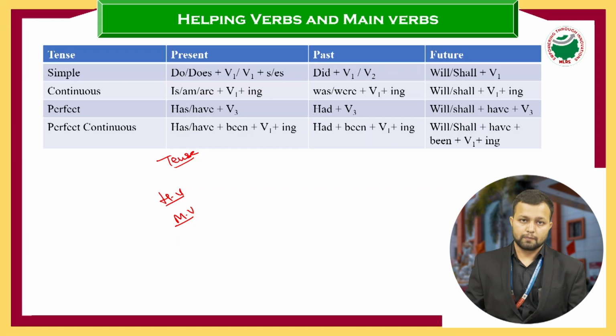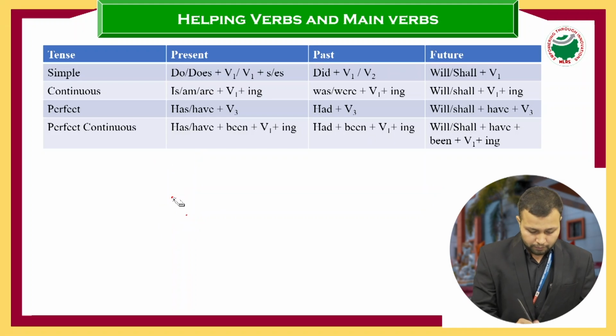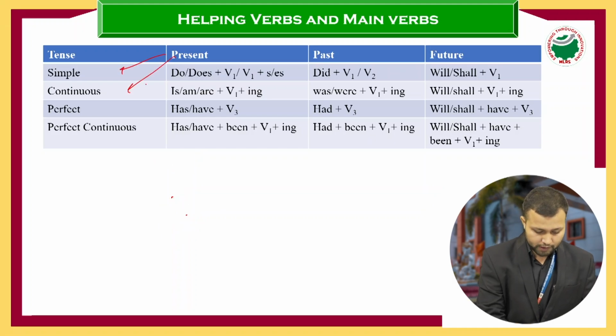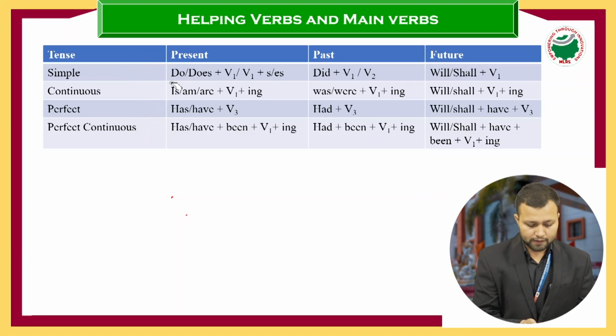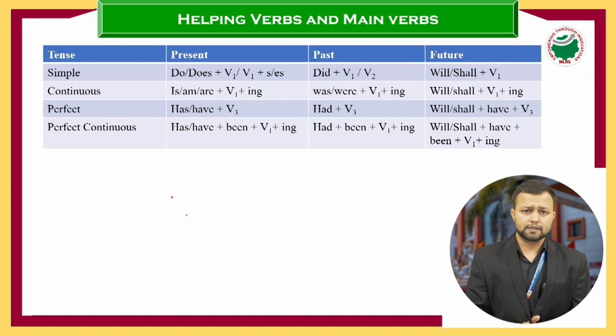So, as you know, we have 12 tenses: present simple, present continuous, present perfect, and present perfect continuous tense. In the same way, past simple, past continuous, past perfect, and past perfect continuous tense. We have total 12 tenses. In future also we have 4.